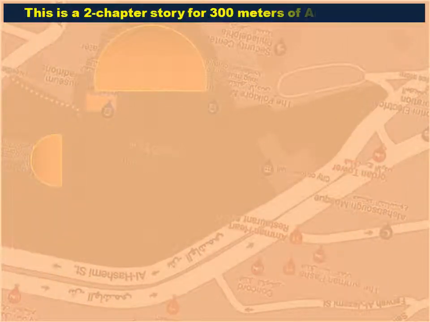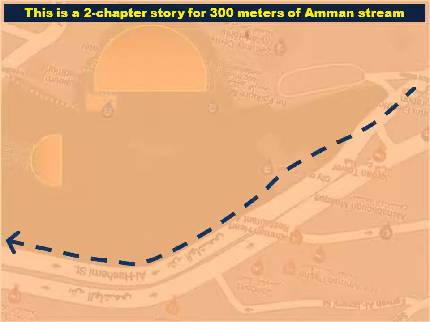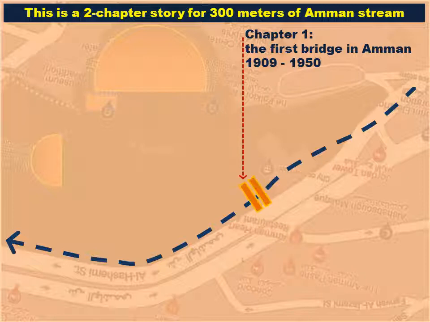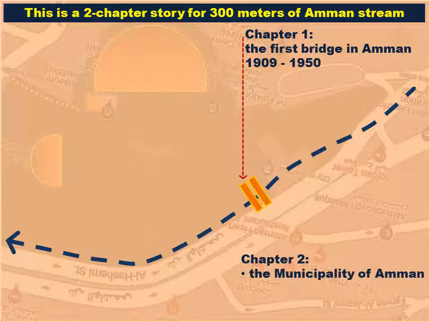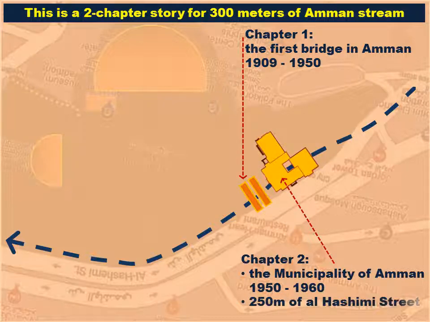This is a two-chapter story for 300 meters of Amman stream. Chapter 1. The first bridge in Amman, 1909-1950. Chapter 2. The Municipality of Amman, 1950-1960. 250 meters of Al-Hashimi Street, 1946-2020.